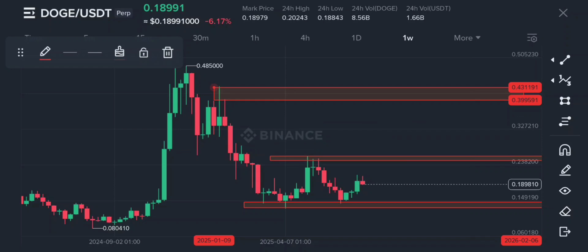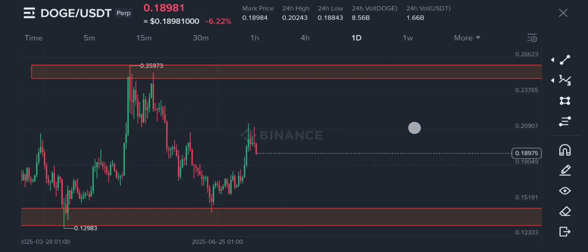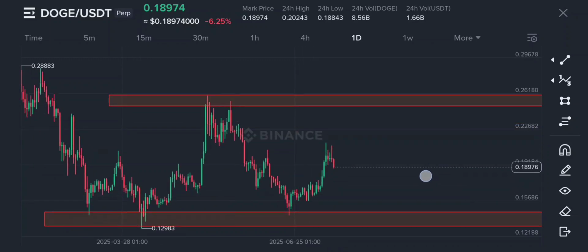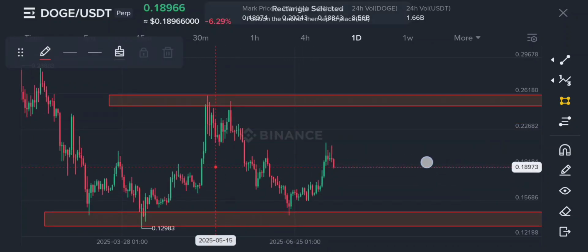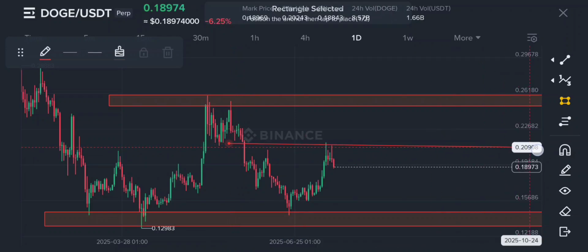Let me go to the weekly. On the daily, I have marked out very strong areas of interest on the weekly, so I'll go to my daily. This is a point of interest on the daily. At this point, this is weak. I will consider this to be a weak point of interest.